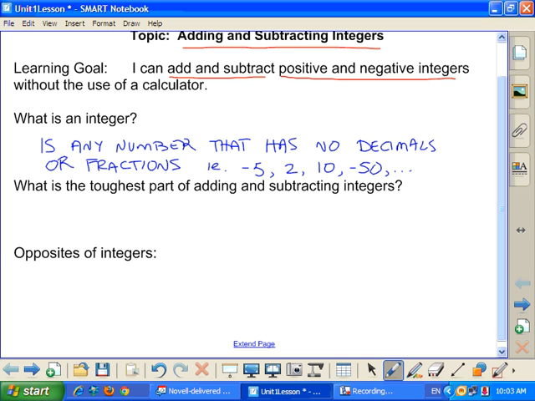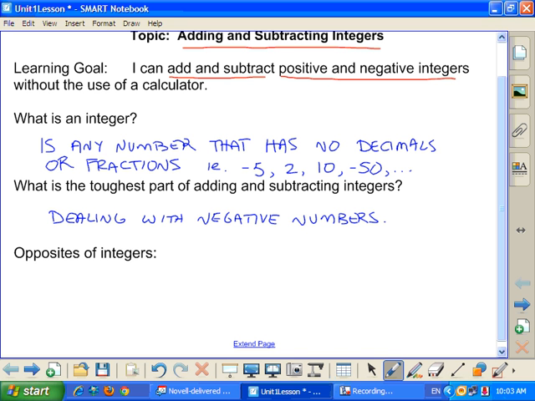What's the toughest part of adding and subtracting integers? I'm assuming everyone would agree, it's dealing with negative numbers. And a lot of people right through to grade 12 struggle with this, so this is not something that should be surprising, and it's not something that you should be concerned with, because we're going to work through it and get another chance to look and see how this does work.